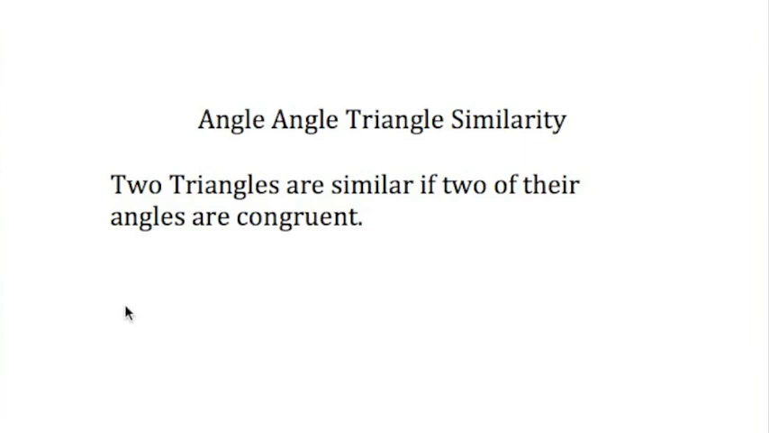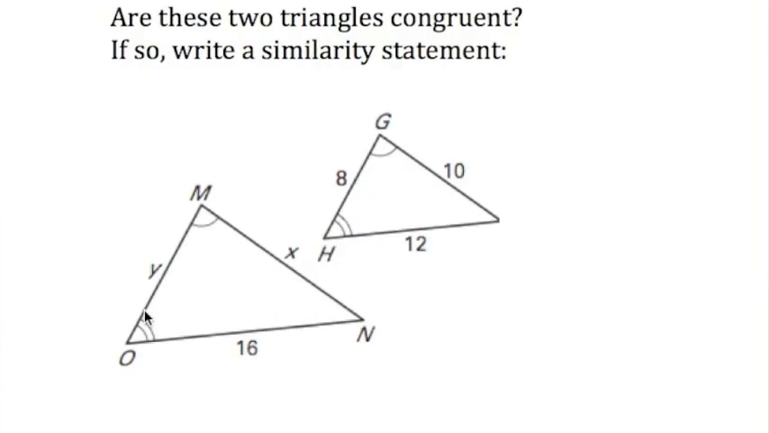Pretty much, if two triangles have two angles that are the same or congruent, then the two triangles are similar. Let's take a look at a couple of triangles. Are these two triangles similar? Again, the definition said that if two of the angles are the same, then the triangles are indeed similar.